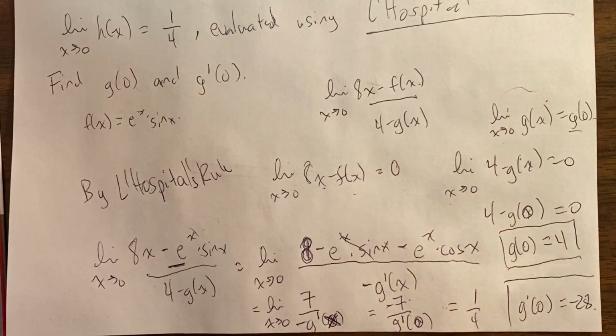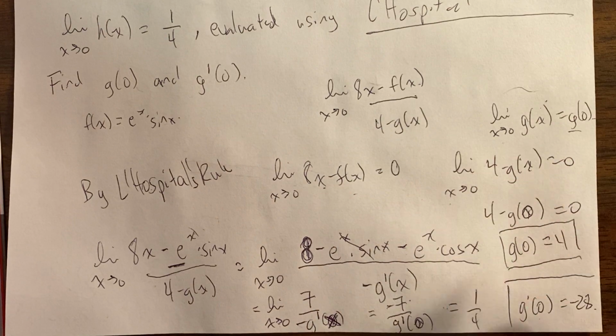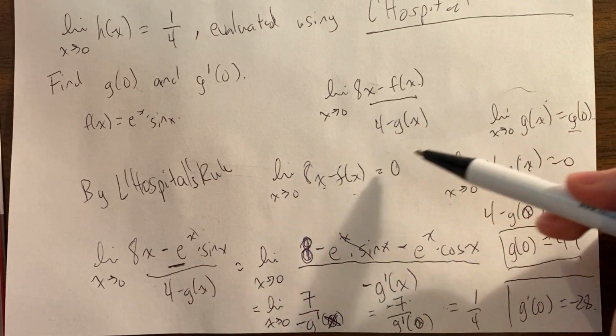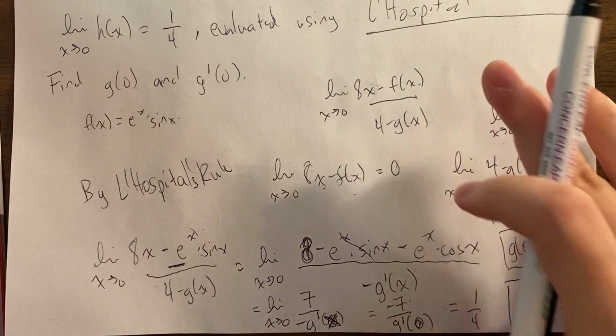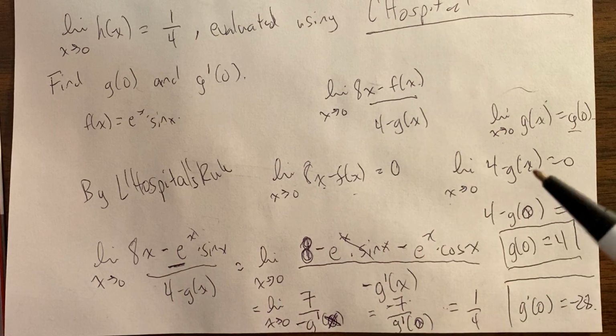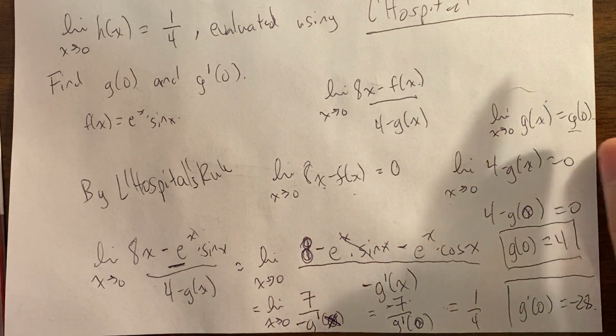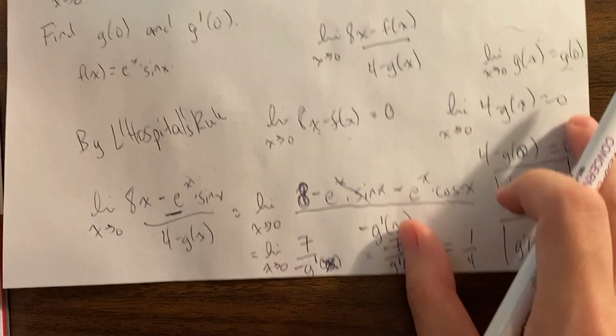So because this limit can be evaluated with L'Hopital's rule, we know that the denominator has to be equal to 0. So we got g of 0 is equal to 4. Then we actually took the limit. We did change the question in the middle. You're not allowed to do that on tests, but here we're just having practice.